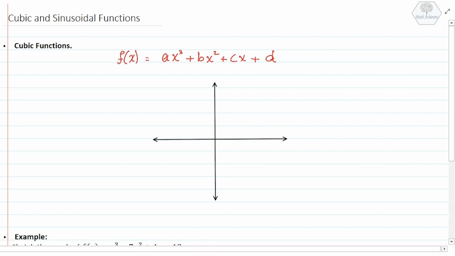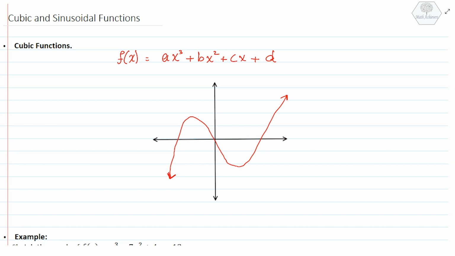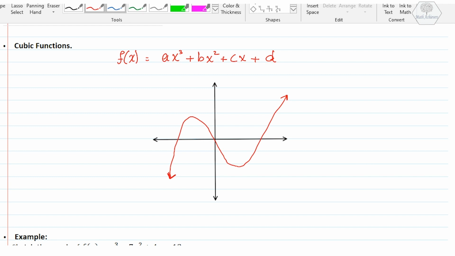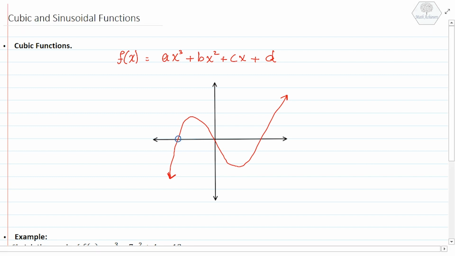If we want to draw our cubic function, this is an example of a cubic function. It is continuous. What we know about the cubic function is we have to know the x-intercepts. I call them the roots. So we need to know the x-intercepts, which are the roots.